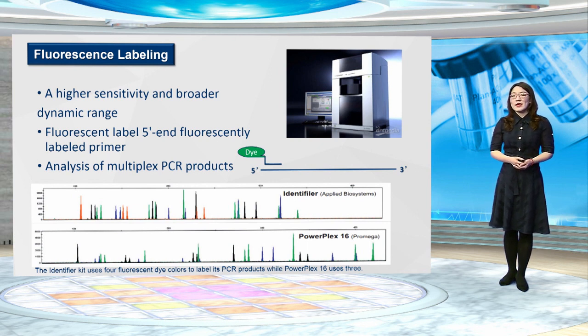Fluorescent dye labeling can be incorporated into a DNA fragment using a 5-end labeled primer. The dye-labeled primer method is usually used for STR profiling, in which only one primer is labeled. Therefore, only one strand is visible. Additionally, dye-labeled primers allow multiplex PCR amplification in the same tube.